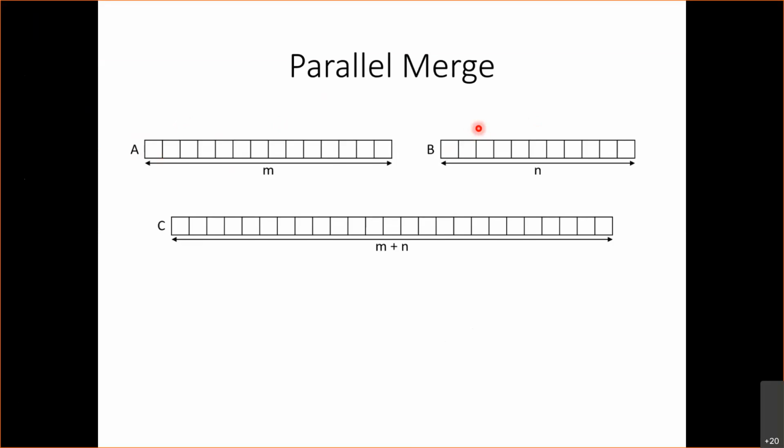We can do that, but if I partition A evenly, a small segment in A could correspond to a very large segment in B, or it could correspond to a tiny segment in B. So that work will not be distributed evenly across the threads.